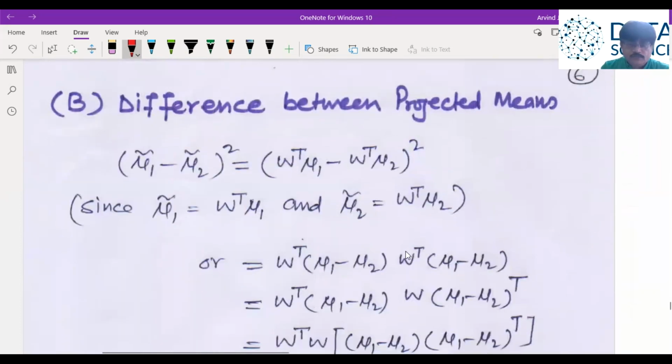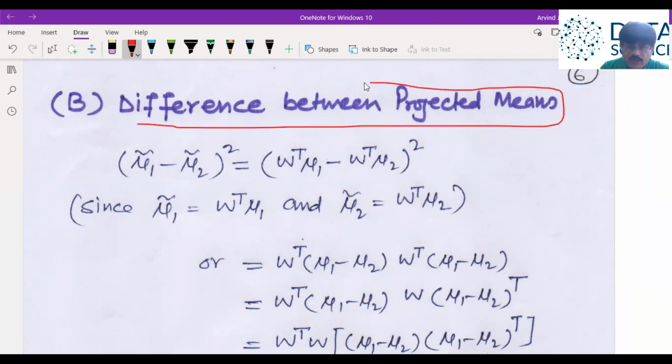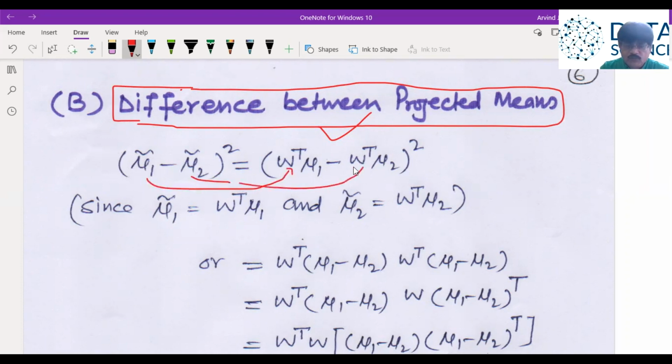So now, another thing which I am going to calculate for our mathematical concept is the difference between the projected means. We have to find it out. So this is the whole square of the difference of the projected means. This comes out to be, because you know that projected mu1 is equal to W transpose mu1, and projected mu2 is equal to W transpose mu2, right?